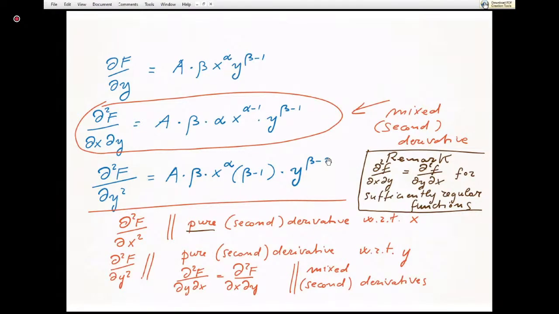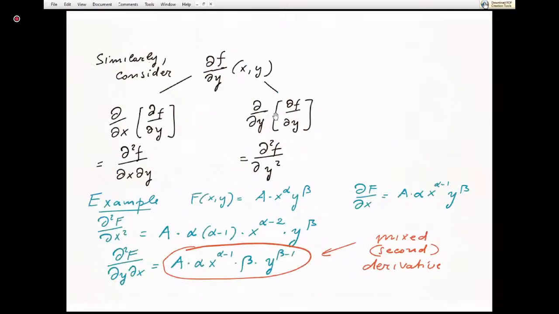Now look at the mixed second derivatives. Here it is d squared f by dx dy, and it is this one. Here it is d squared f by dy dx. So the order of differentiation is inverted, okay? y in the first step, x in the second, versus x in the first step, y in the second. But the result is the same, okay?